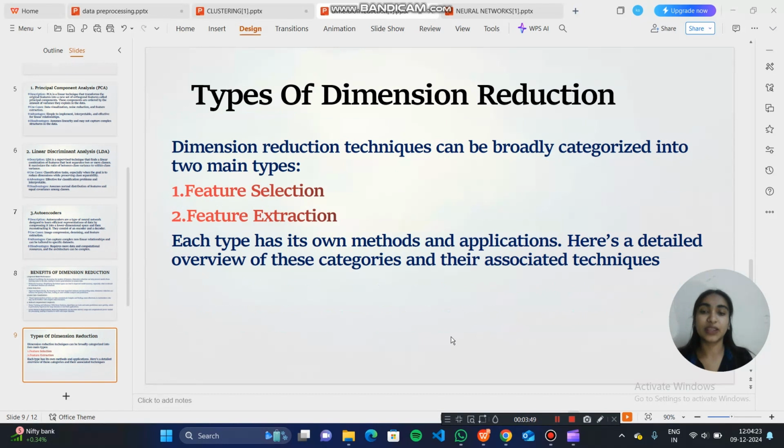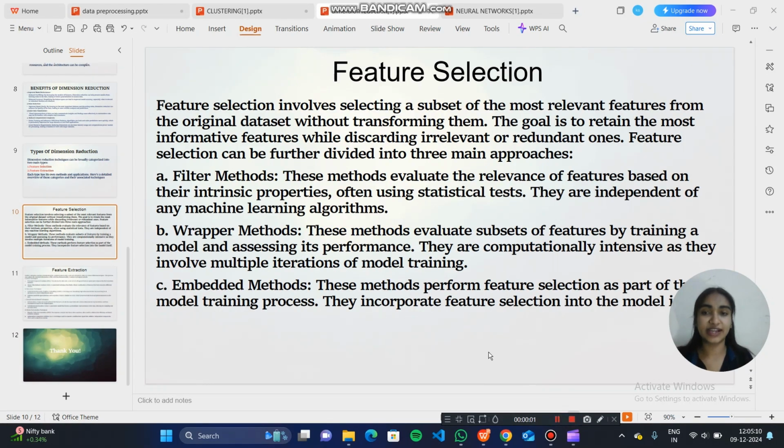Types of dimension reduction. Dimension reduction techniques can be broadly categorized into two main types. First, feature selection. Second, feature extraction. Each type has its own methods and applications. Here is a detailed overview of these categories and their associated techniques. Feature selection. Feature selection involves selecting a subset of the most relevant features from the original dataset without transforming them. The goal is to retain the most informative features while discarding irrelevant or redundant ones. Feature selection can be further divided into three main approaches.